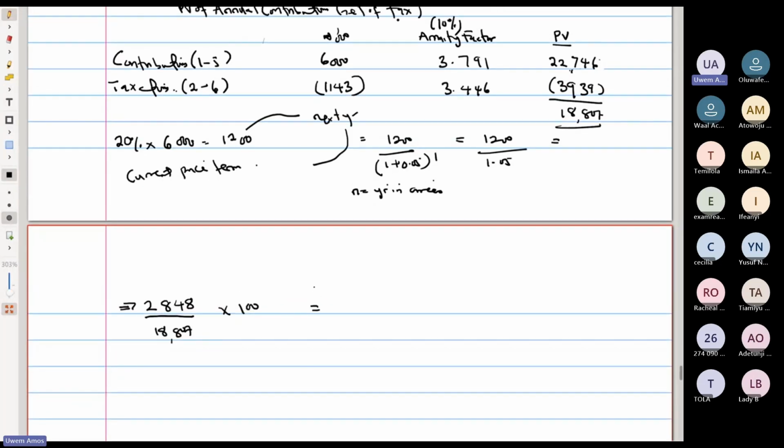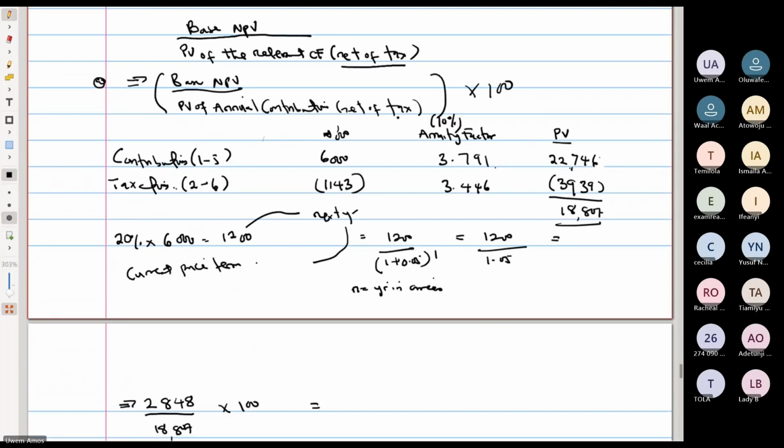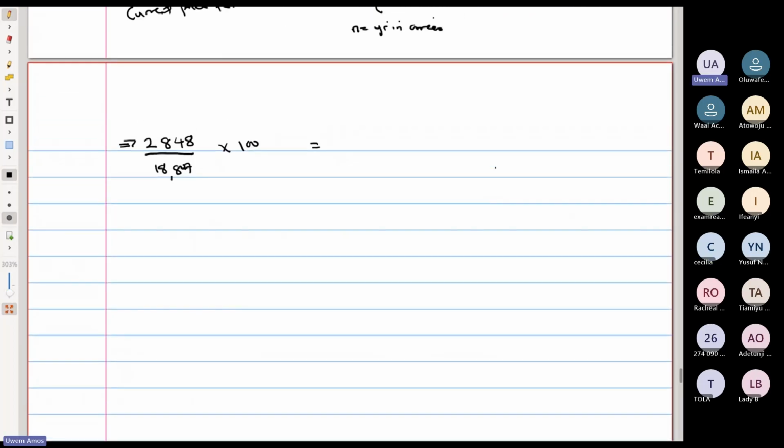So what do we have? Let me add the multiplication by 100 to get it in percentage. 15%. Okay, so that is roughly 15%. What does this tell us? What does it mean? It basically means that your contribution must not drop below 15%. Once it drops below 15%, you enter into a loss zone. So let's write that down.